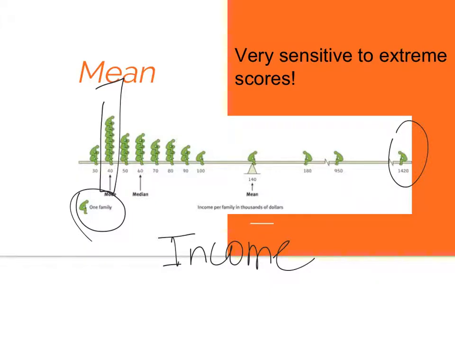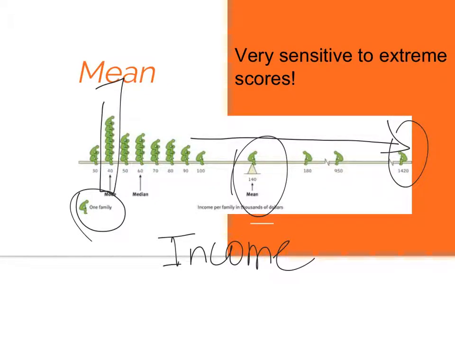Yet this person, who earns, in thousands, that would be $1,420,000 a year, is going to pull the mean towards this outlying score, and the mean would end up being $140,000 per household. Now think about it.